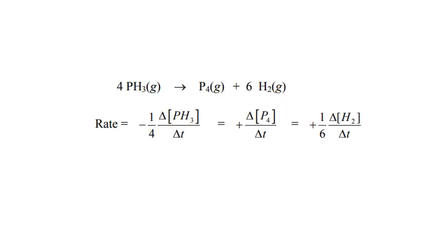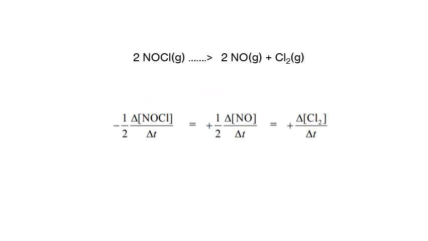Another example, 4PH3 gives P4 plus 6H2. We can write rate equals negative, because this is the reactant, so negative 1 over 4 change in concentration of PH3 divided by change in time, equals positive change in concentration of P4, because that's the product, divided by change in time, equals positive 1 over 6 change in concentration of H2 divided by change in time.